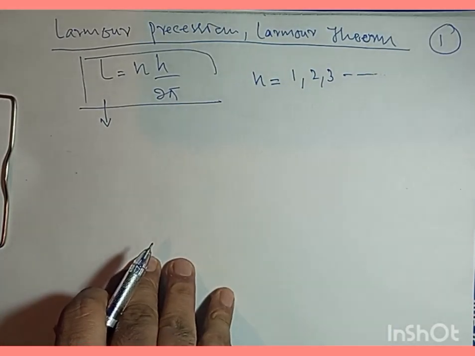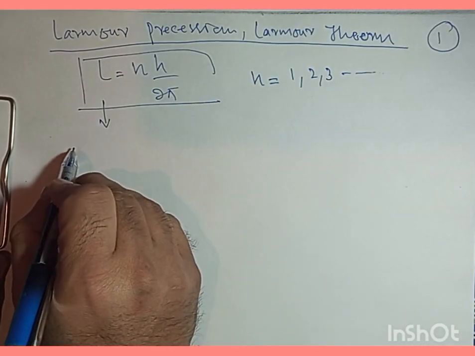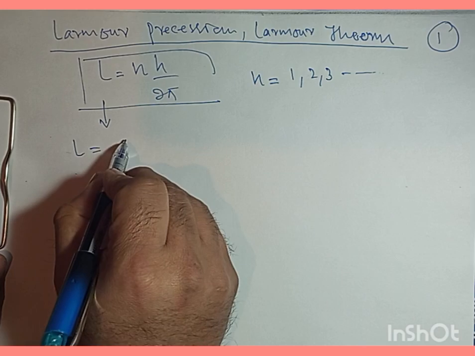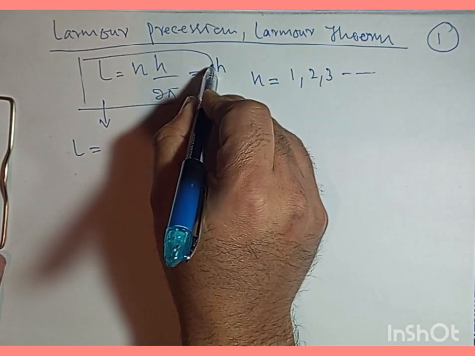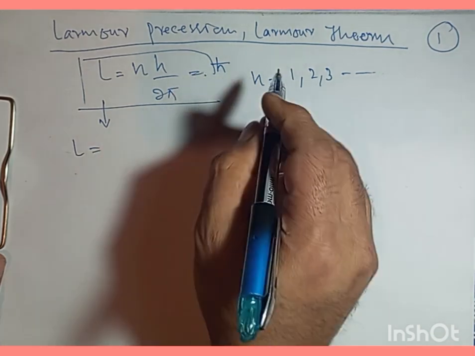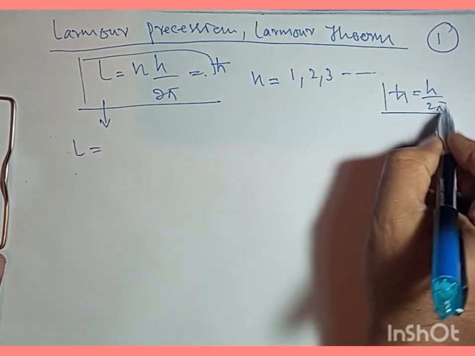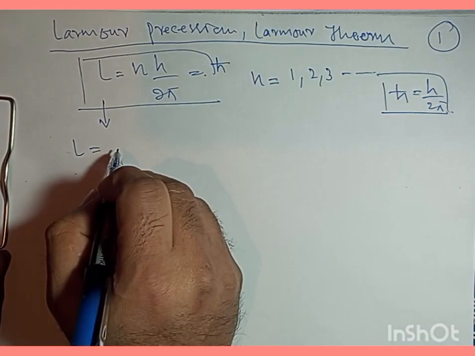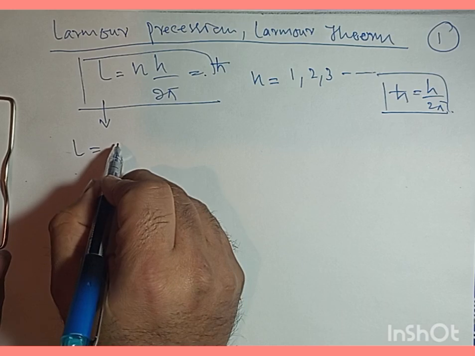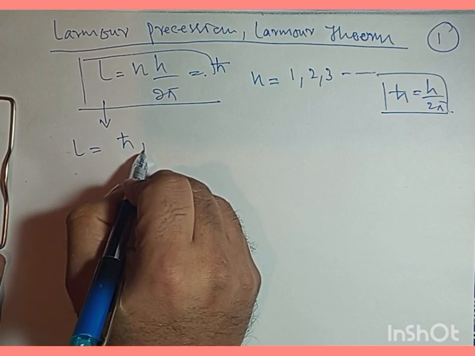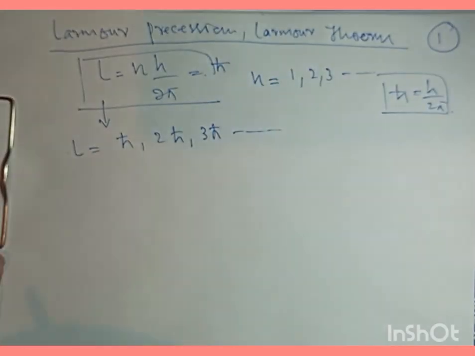Now, for different principal quantum numbers, we will have the angular momentum as, for n equal to 1, we can write down the reduced Planck's constant here, and this h bar is h by 2 pi. So we are going to have the values of L as h cross, 2h cross, 3h cross, and so on and so forth.